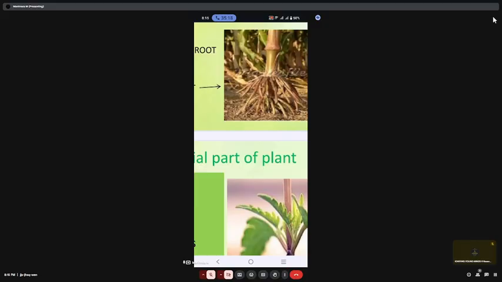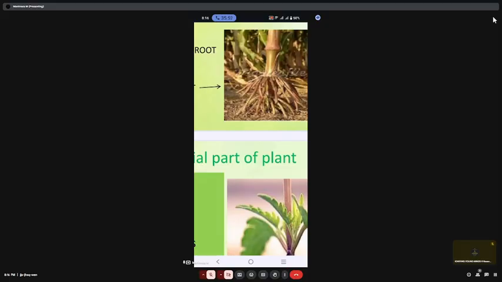Fusiform is spindle-shaped, for example radish. How will the storage root be? The tip will be bulged, the base will be bulged, the center part will be bulged, both regions. Like a spindle shape, with a sharp end. So they are examples of fusiform. Napiform example? Sugar beet, beetroot. Sugar beet and beetroot are both the same, Beta vulgaris, sugar beet and turnip.